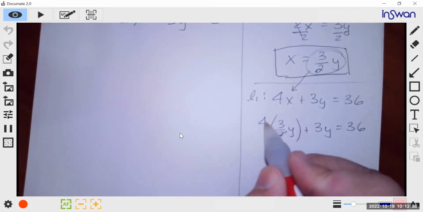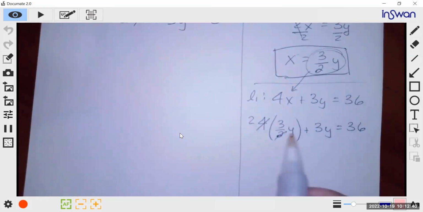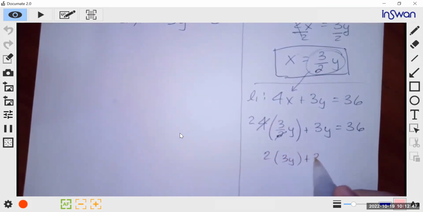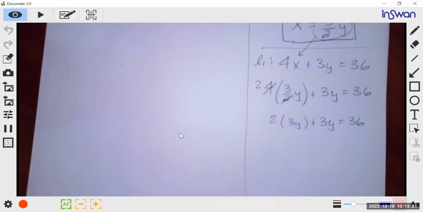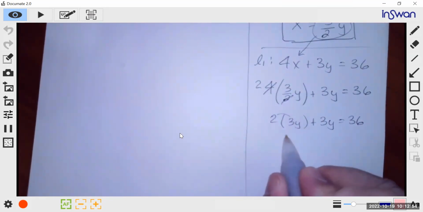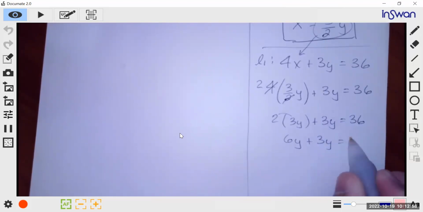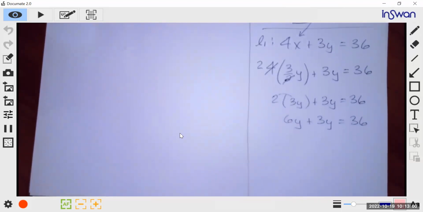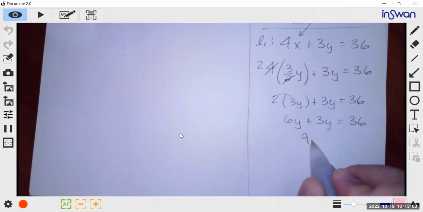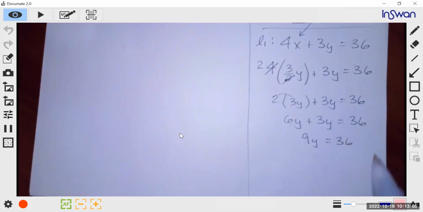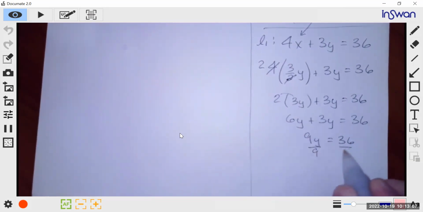So here the 2 goes in the 4 twice. So we have 2 times 3y plus 3y equals 36. 2 times 3 is 6. 6y plus 3y equals 36. 6 plus 3 is 9. Divide by 9. We get what? What does y equal?